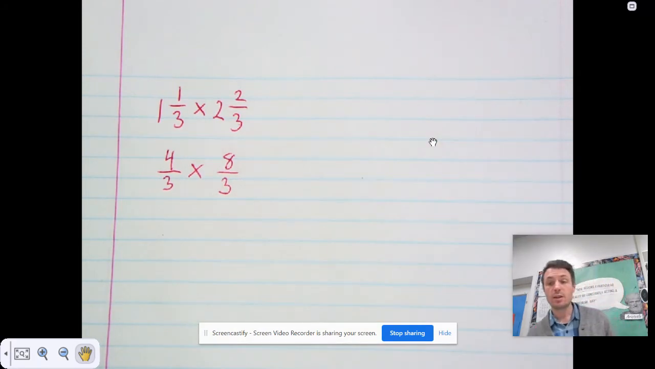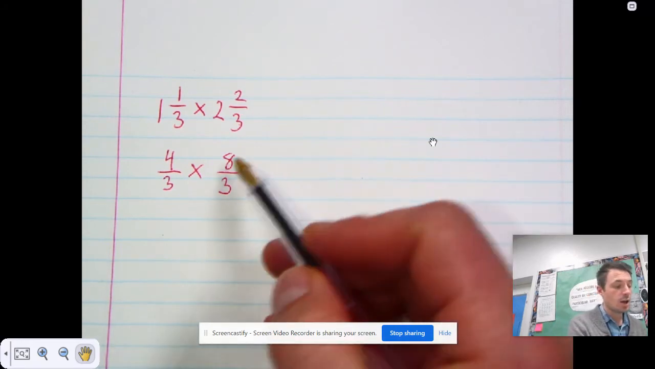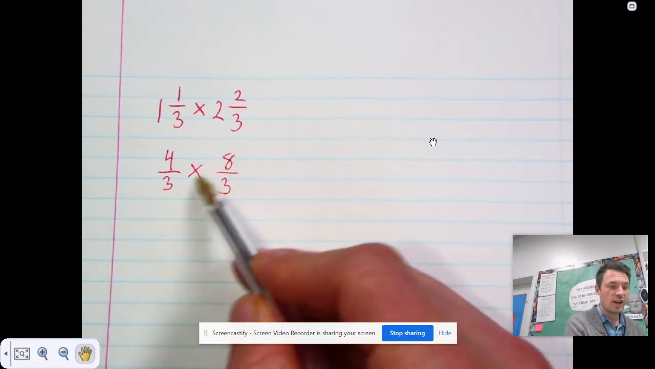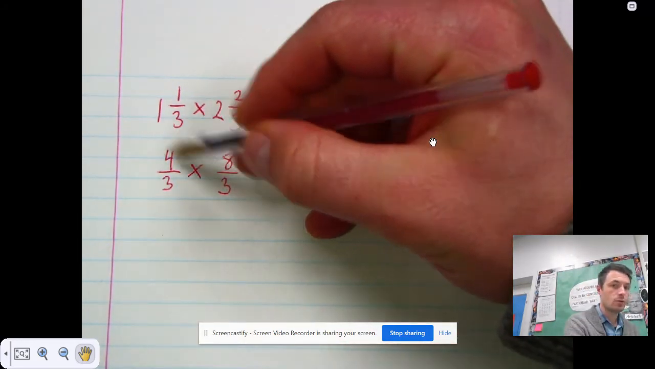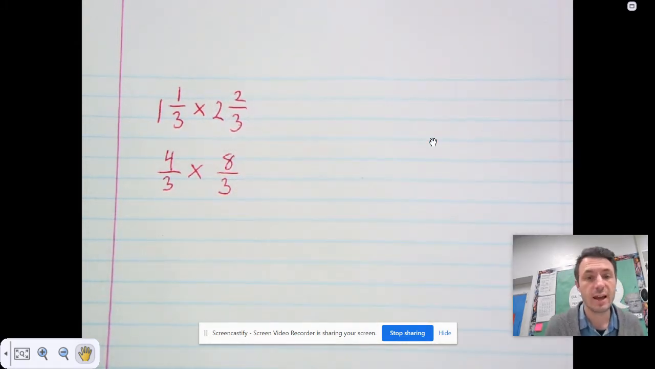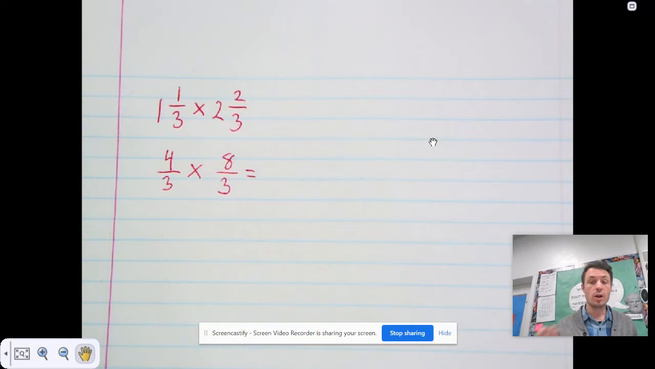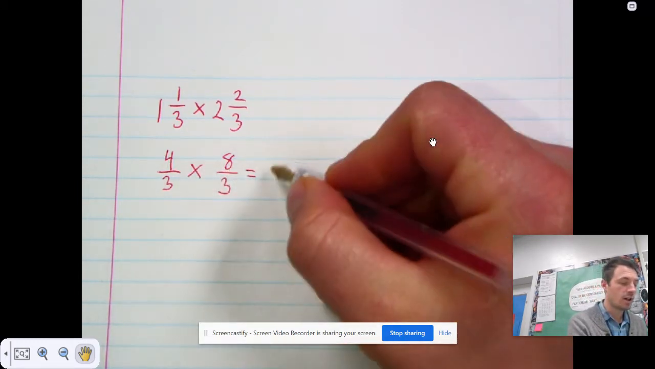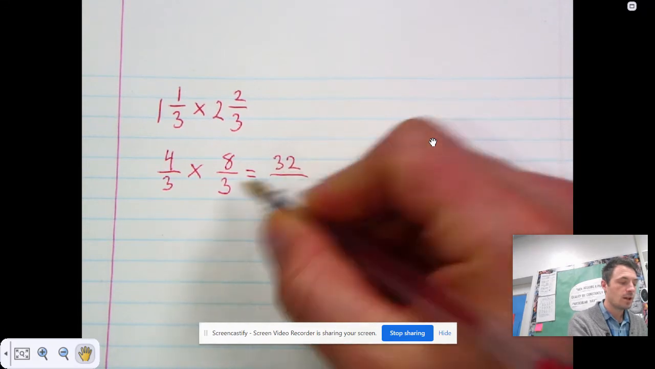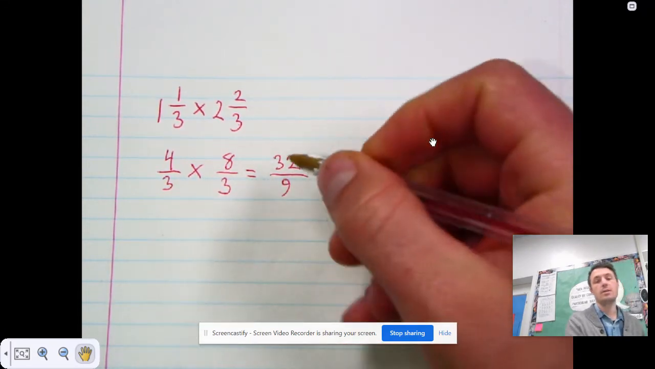And the next step is cross cancel. Now, you can't always cross cancel. Like 8 and 3 have no common factors, and 4 and 3 have no common factors. So we can't cross cancel this time. Our next step is multiply straight across, numerator times numerator, denominator times denominator. 4 times 8 is 32, and 3 times 3 is 9.